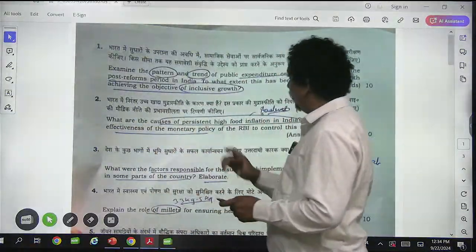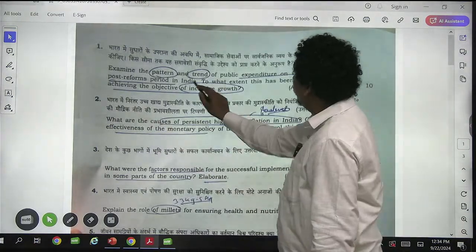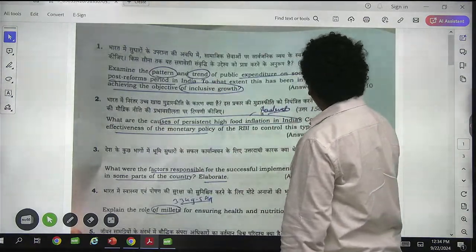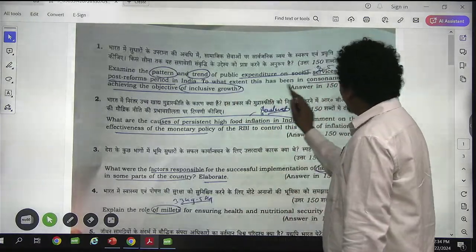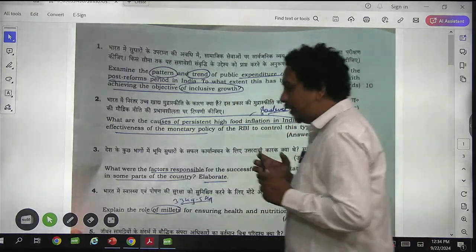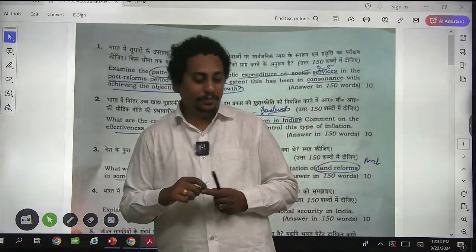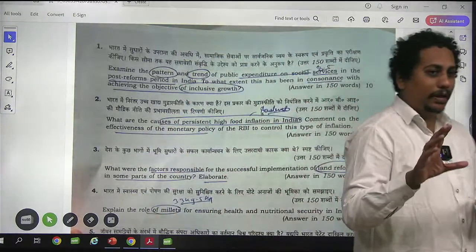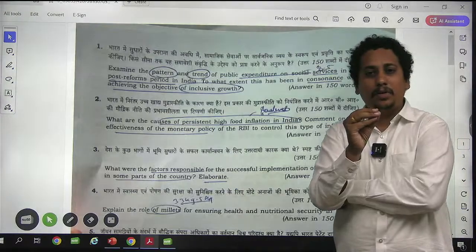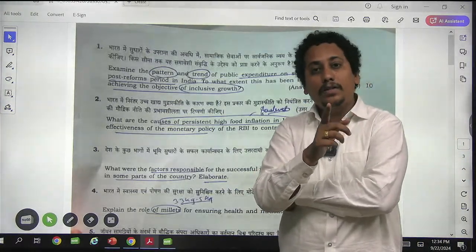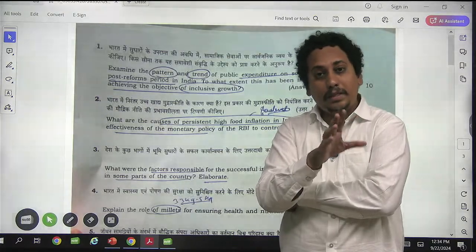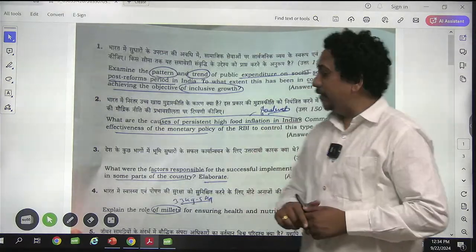If you look at this question once, examine the pattern and trend of public expenditure on social services in the post-reforms period in India. To what extent has this led to achieving inclusive growth. I want you, if you would have mentioned something about the 11th Five-Year Plan, that is even better. The reason being, the concept of inclusive growth was basically brought during the 11th Five-Year Plan itself.